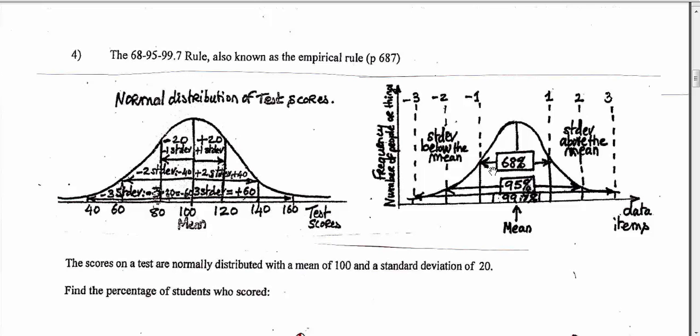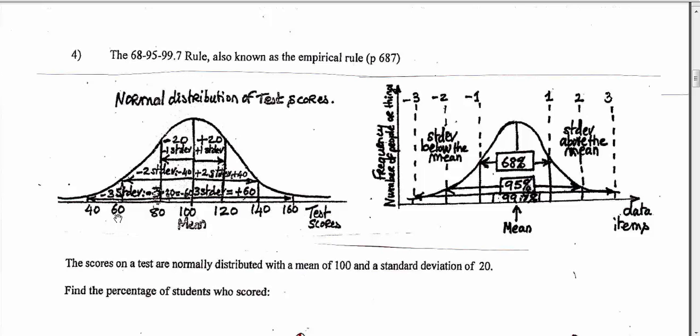So if I were to consider the percentage of data values that are over here, 1 standard deviation above and 1 standard deviation below, between those values, you would have to shade in all of this, and that's 68%.